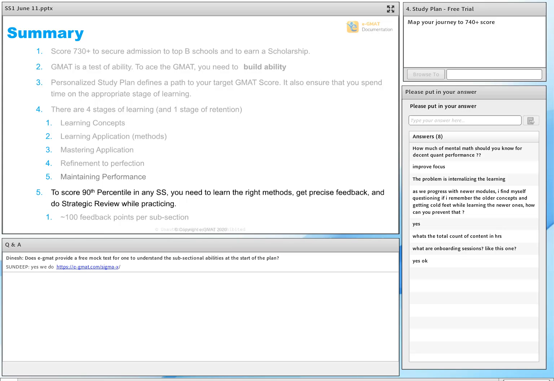What are onboarding sessions like this one? No, this is not an onboarding session. This is a free session that's open to everyone, whether you're a paid student or not. An onboarding session is only for paid students.